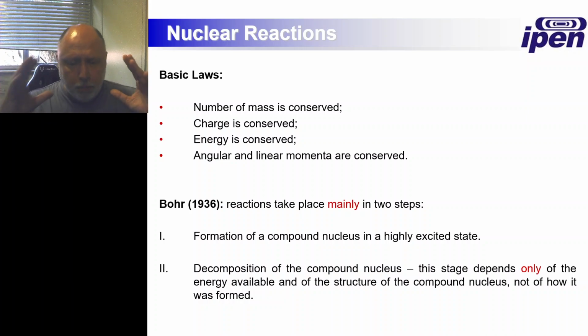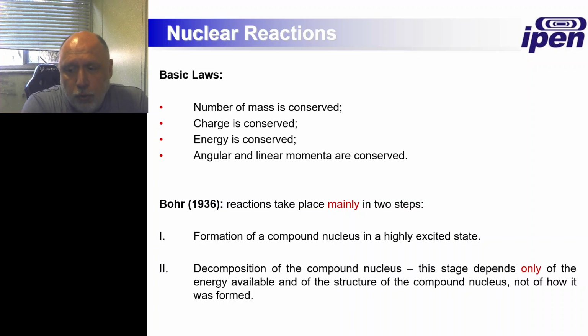So, what are the basic laws that rule a nuclear reaction? Well, the number of masses. These four here are laws that are essential to any process in physics. The number of masses is conserved. This is true for all kinds. If you remember, even when we were talking beta decays, protons becoming neutrons and vice versa, the number of mass was conserved, because a neutron becoming a proton, still one number of mass, right?